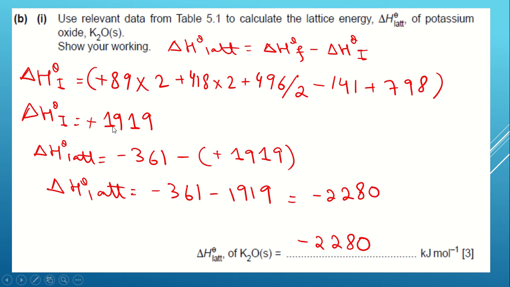So after getting this value, you can pick the delta H standard formation value from the table again, right? This one, minus 361. By slotting in this value, which is delta H standard formation, into this equation, you will be writing the value of delta H standard ionization. So just solve this expression, and at the end you will be getting an answer, that is minus 2280. So that is the answer of delta H standard lattice of K2O, right?